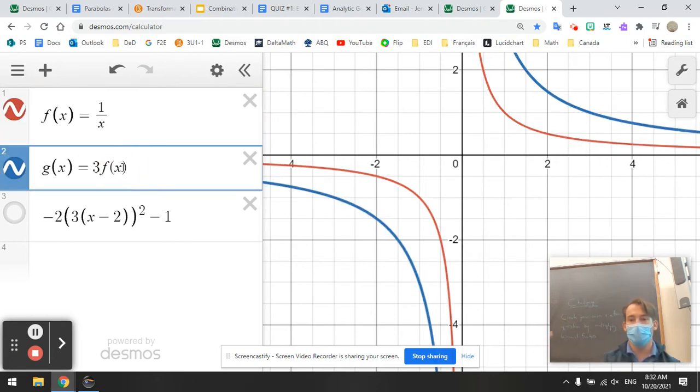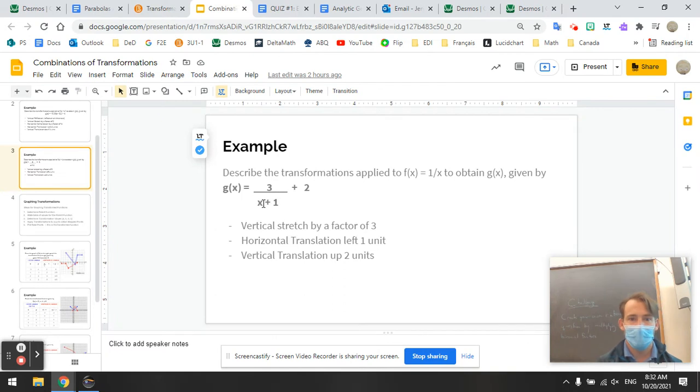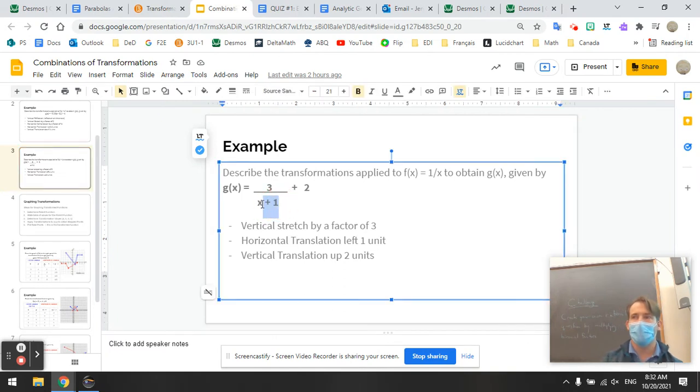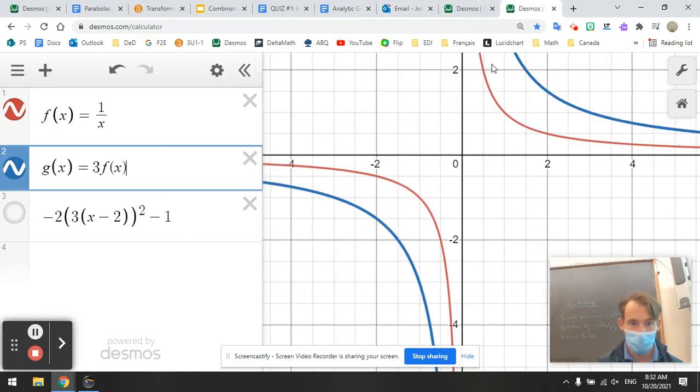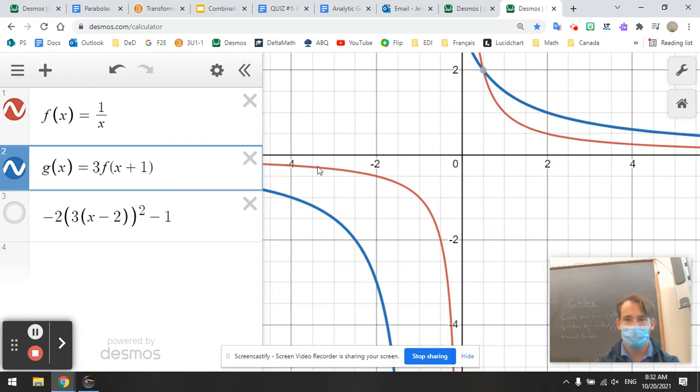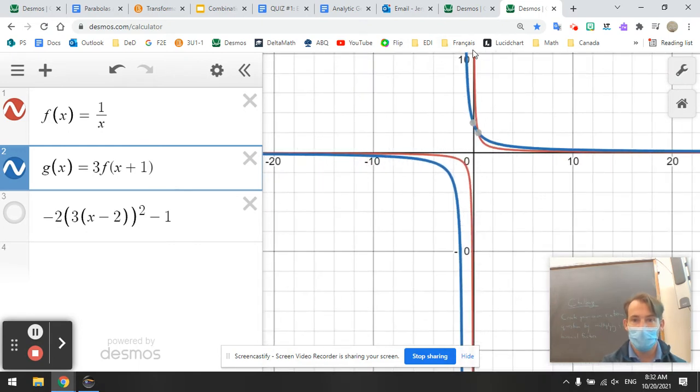And then we wanted to move this function 1 unit to the left. Because when we look at this transformation, this is a movement to the left. We're adding to the inputs. That moves the function to the left, counterintuitively. So we add that inside here to x. And that's moved the whole function, just shifted 1 unit to the left. So you'll also notice that the asymptote now is x cannot equal -1.